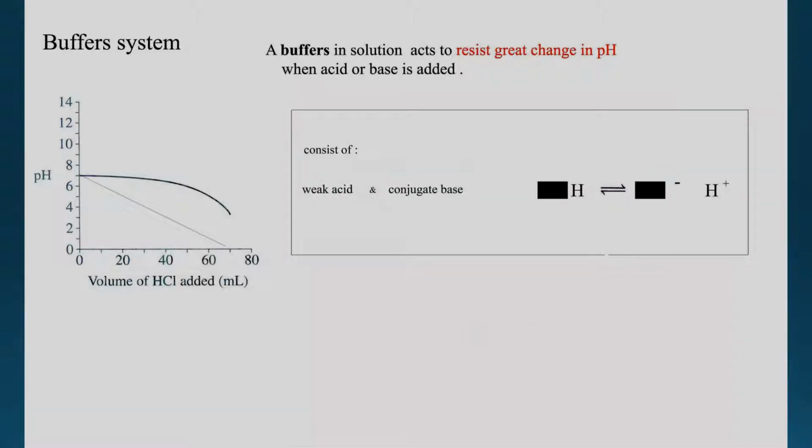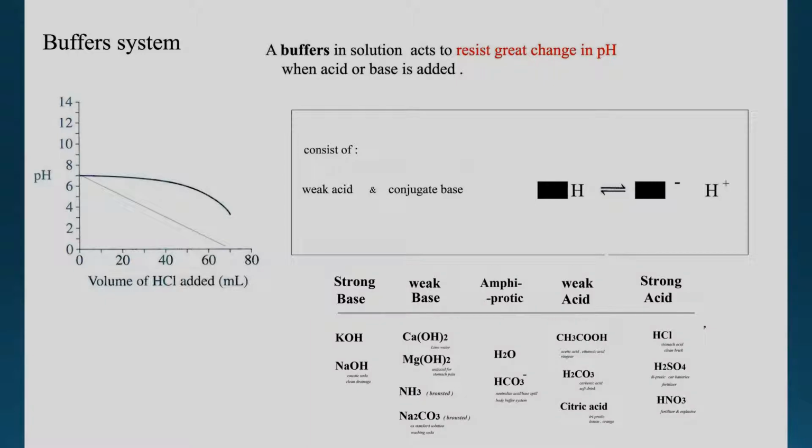Now let's look closely at the weak acid and its conjugate base. In this table, which ones can work as a weak acid and conjugate base? As what I highlight, ammonia, sodium carbonate, those amphiprotic species, and all those weak acids, they all have one thing in common. They all have a double arrow, so they can all be used as buffers in the system.